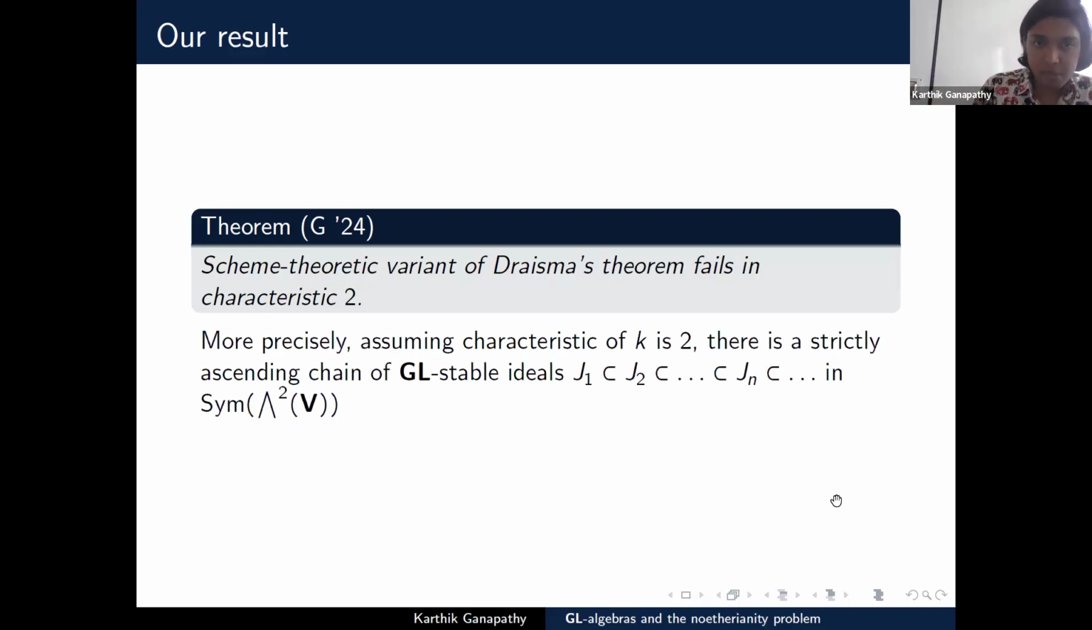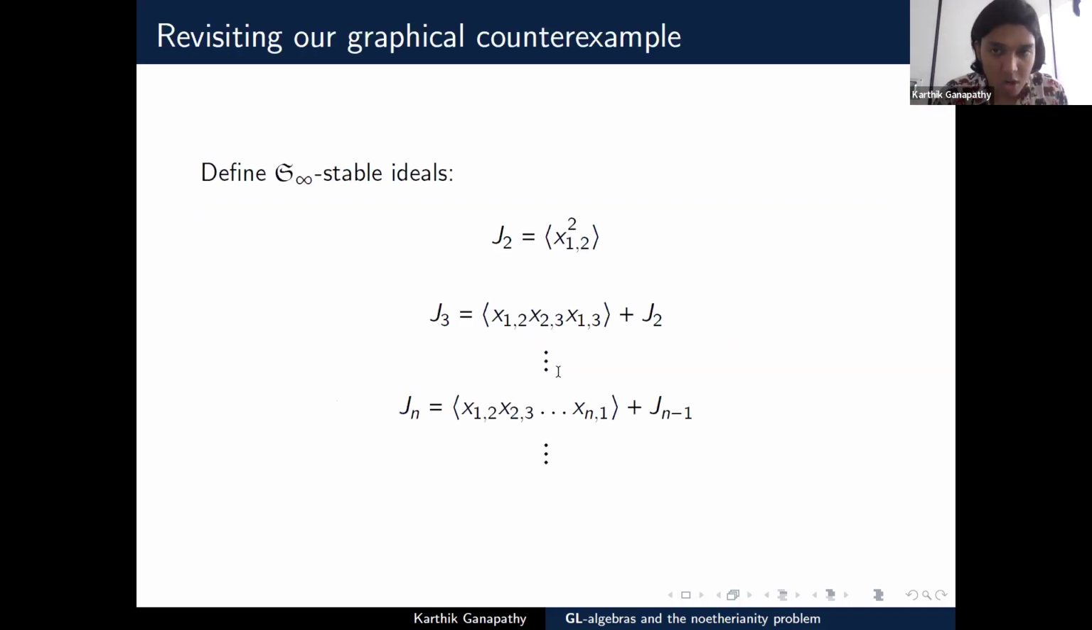More precisely, assuming the characteristic of the field is 2, I construct a strictly ascending chain of GL-stable ideals in the symmetric algebra of wedge 2 E, which is the ring that we were working with before. Now I will get to how to construct this. But any questions? Okay, I'll move on then.